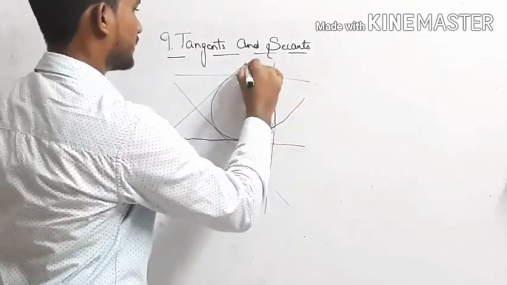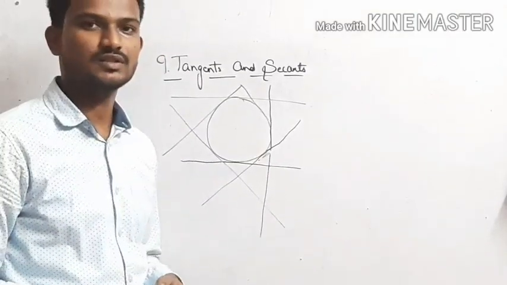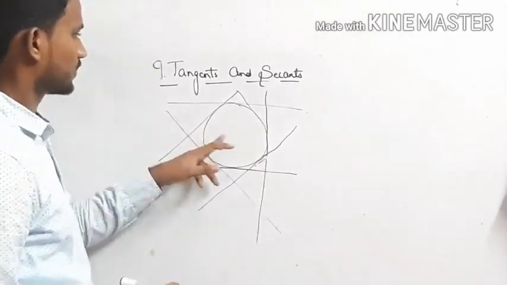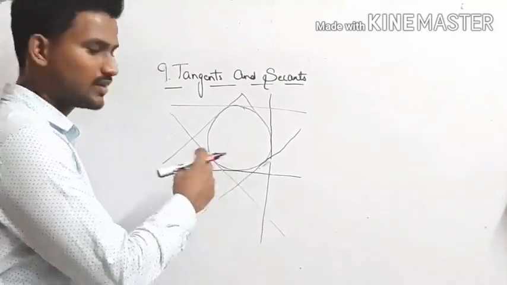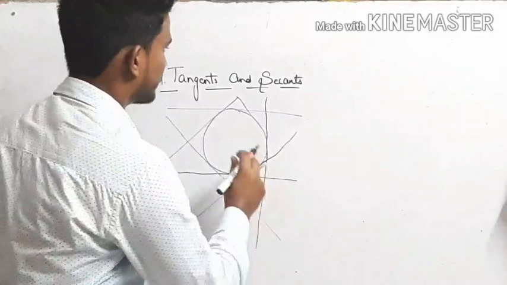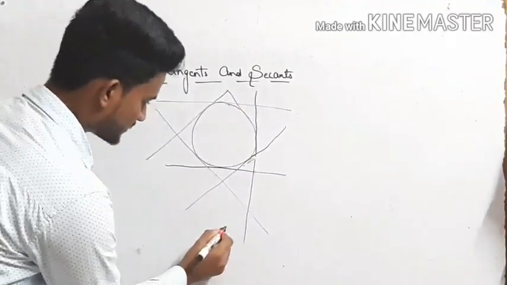You can draw any number of tangents to the circle. We can draw infinite tangents to a circle. Then we can discuss the secants. It is a circle.